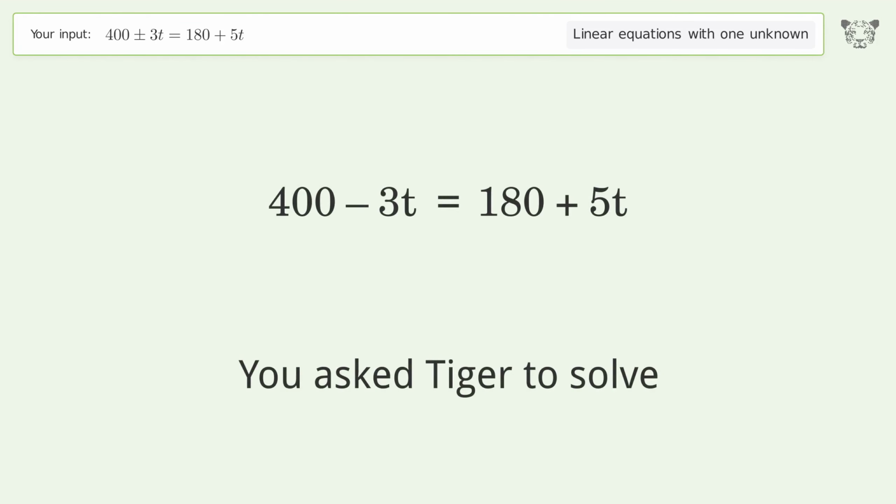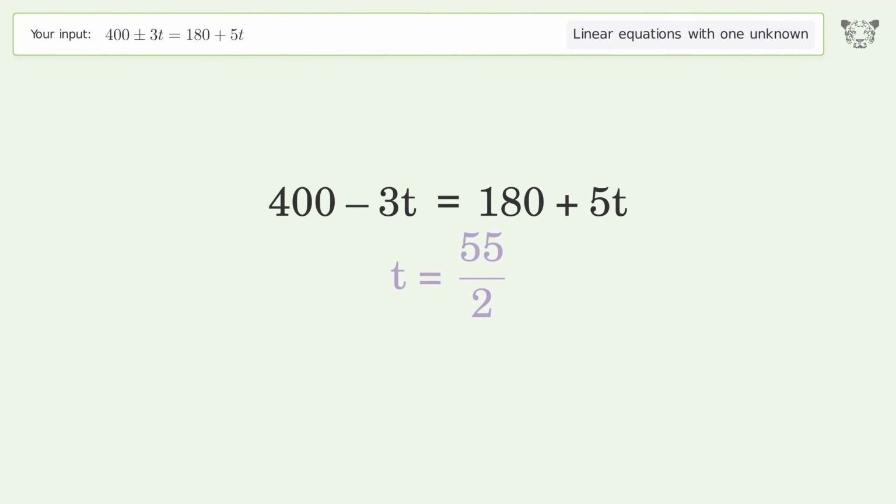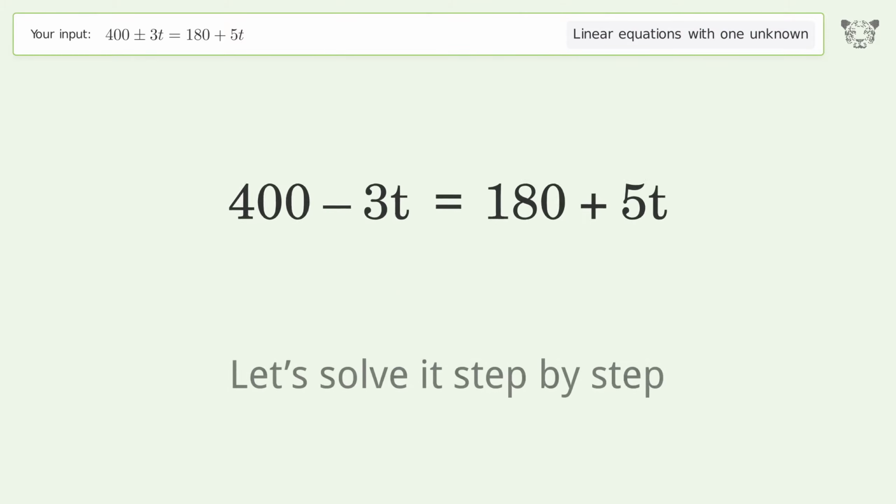You ask Tiger to solve. This deals with linear equations with one unknown. The final result is t equals 55/2. Let's solve it step by step.